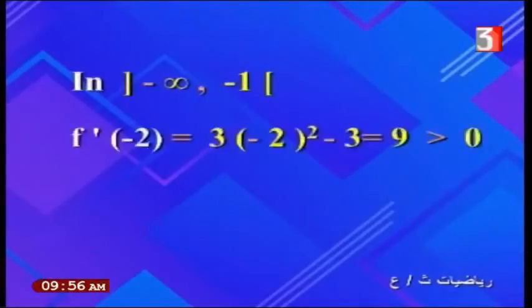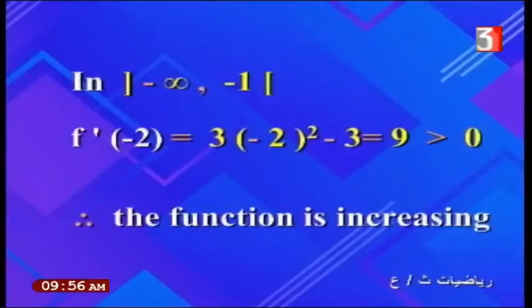In the open interval negative infinity to negative 1, we choose x equals negative 2, any number that belongs to this interval, and substitute in f'(x). Then f'(-2) equals 3 multiplied by (-2)^2 minus 3, which is 3 times 4 minus 3 equals 9, which is a positive value bigger than 0. Then the function is increasing in this interval.